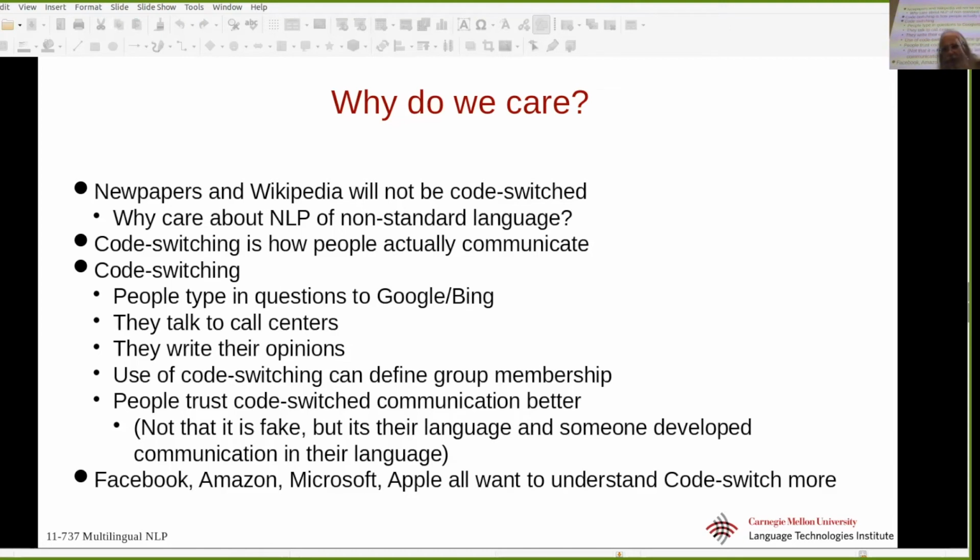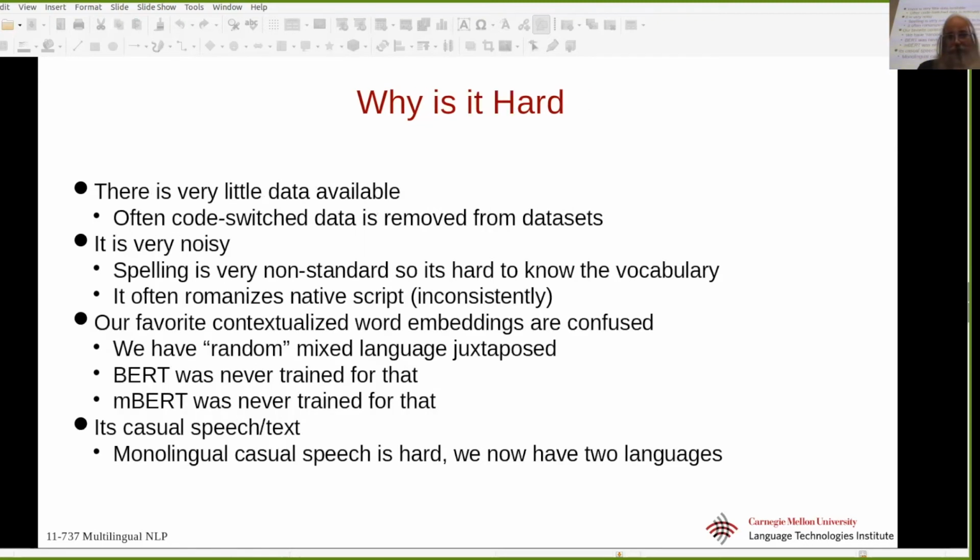So maybe people trust code switched communication better. You might get a better response by telling people in code switched language that they have to wear a mask rather than in plain English. So there can be advantages from that, or telling them to wash their hands or whatever. So Facebook, Meta, Amazon, Microsoft, Apple all want to understand code switch data. They like to be able to build systems that can actually do it.